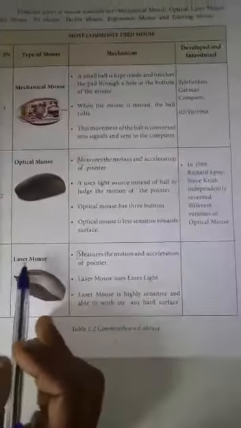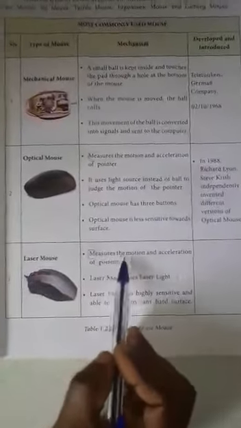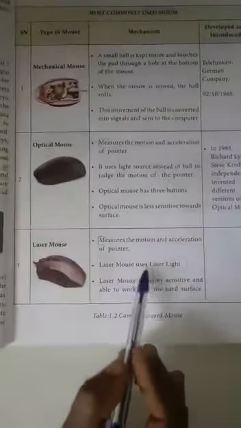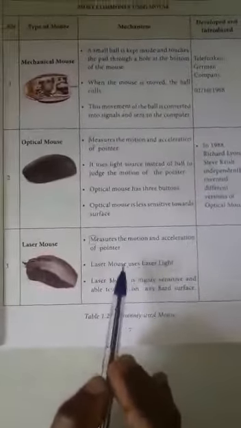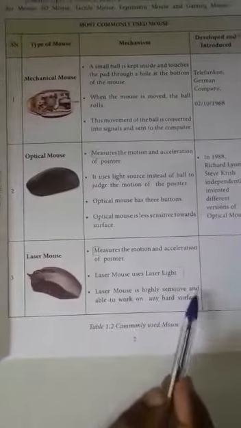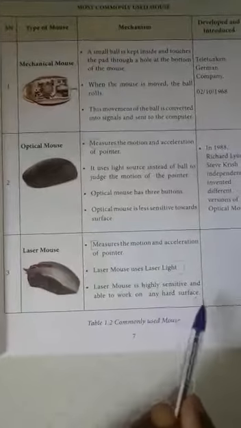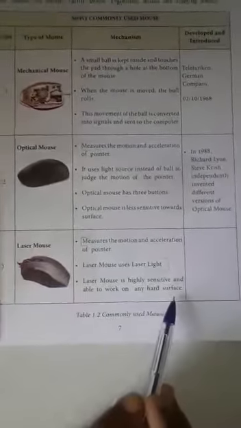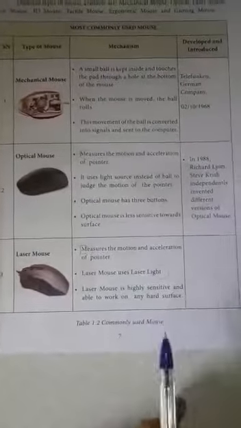Another one is the laser mouse. The laser mouse measures the motion and acceleration of the pointer. Same points. The laser mouse uses a laser light. It is highly sensitive and able to work on any hard surface.